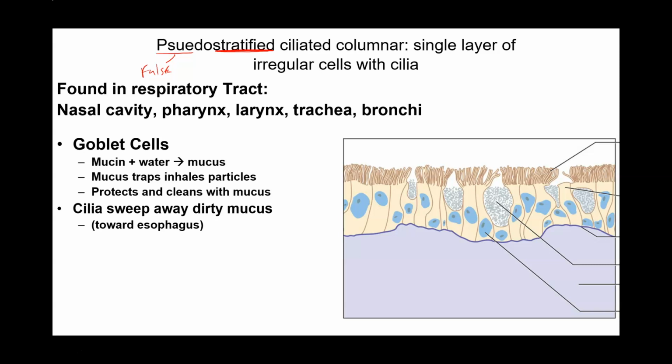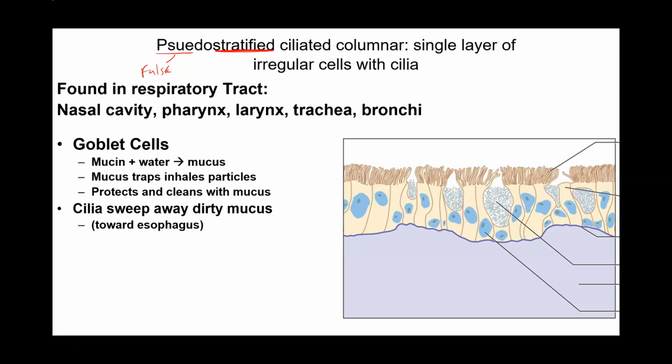This tissue can also have goblet cells in it. And I'm going to kind of introduce the example of where this is found earlier, because where this is found relates to the function it carries out. The classic example of where this is, is in your respiratory tract. It's in your nasal cavity, portions of your pharynx, the portions of your larynx, the trachea, and your bronchi.